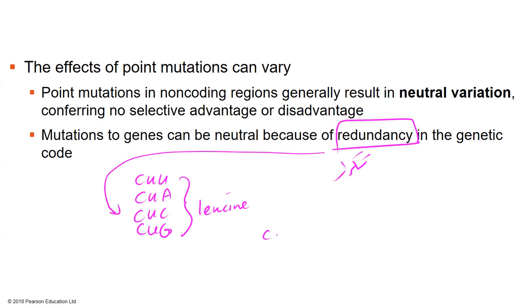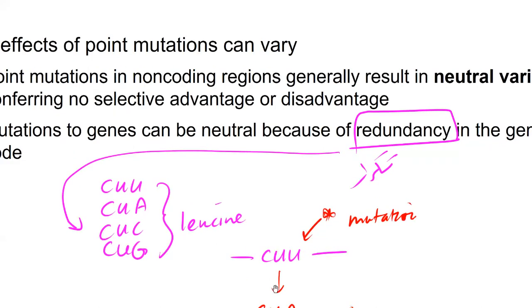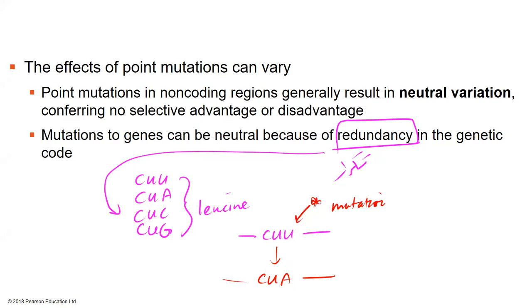So if you have a codon within a gene that is CUU and a mutation hits the third nucleotide of this codon, and now you have CUA, for example, it doesn't really matter, because this codon encodes leucine and this mutant codon also encodes the same amino acid.